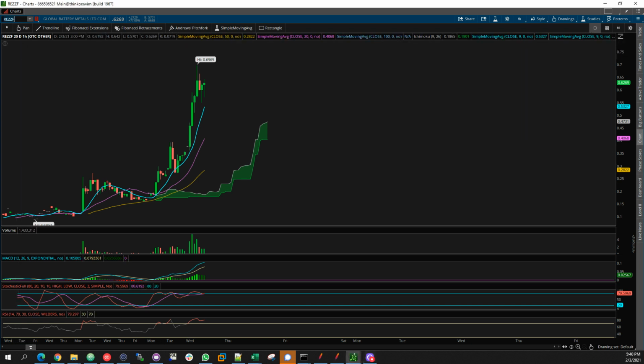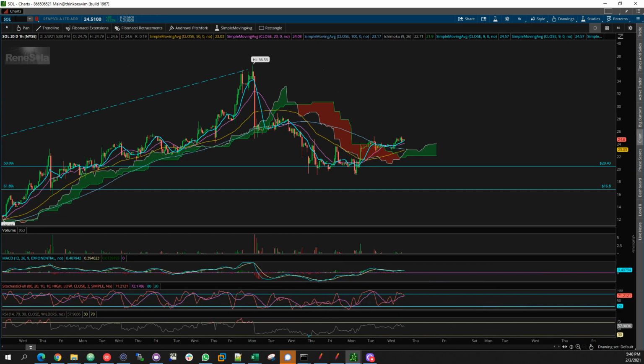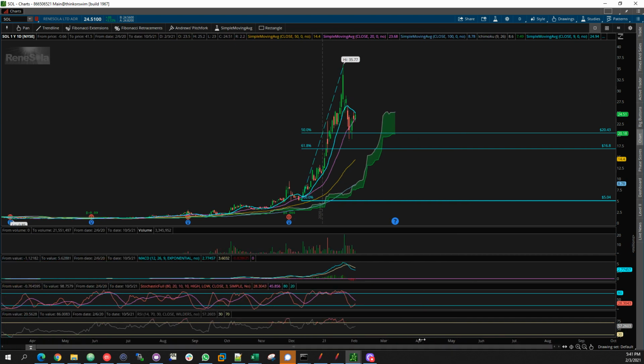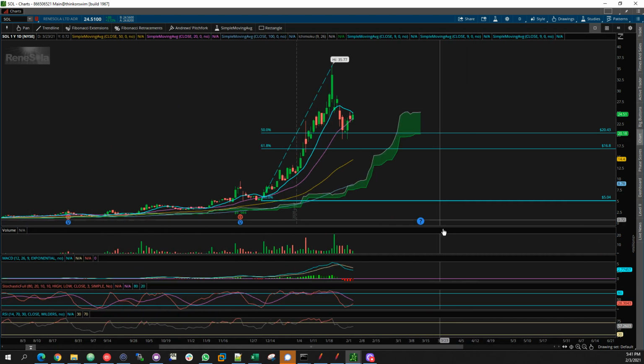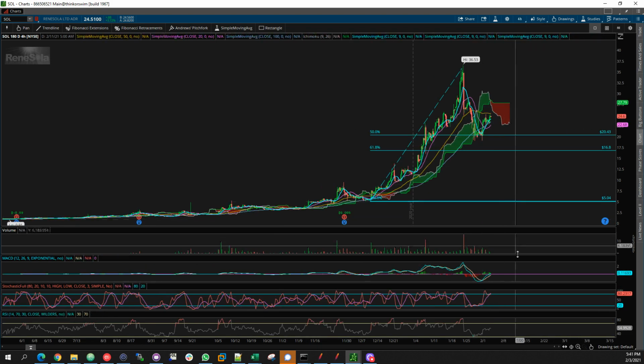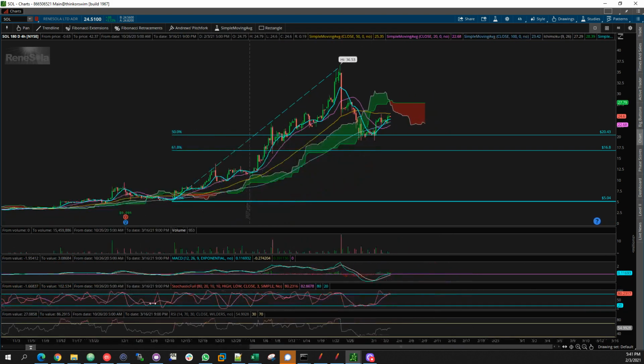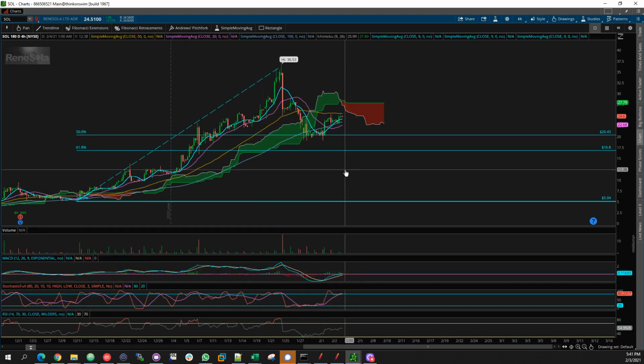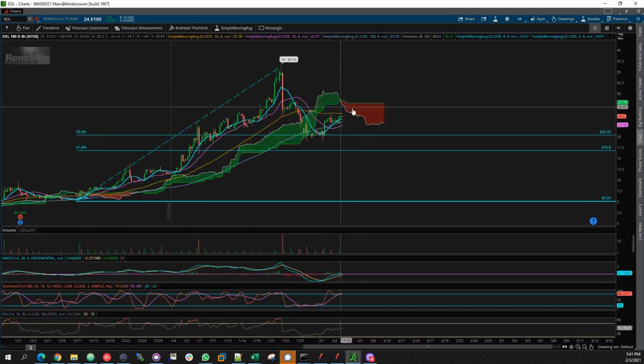Next up is SOL, S-O-L. It's a solar company, ReneSola. A lot of the names out there on Twitter have been on this name. I don't know what chart they're looking at, the 4 hour or the hourly chart. On the 4 hour, MACD is good, but I don't like the cloud, so it's tricky.